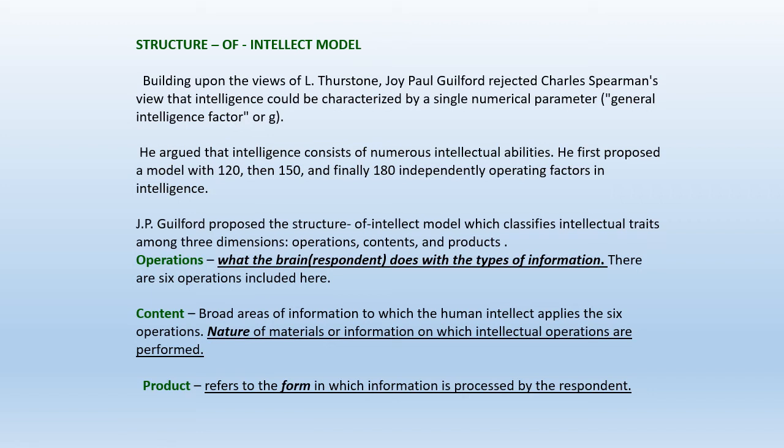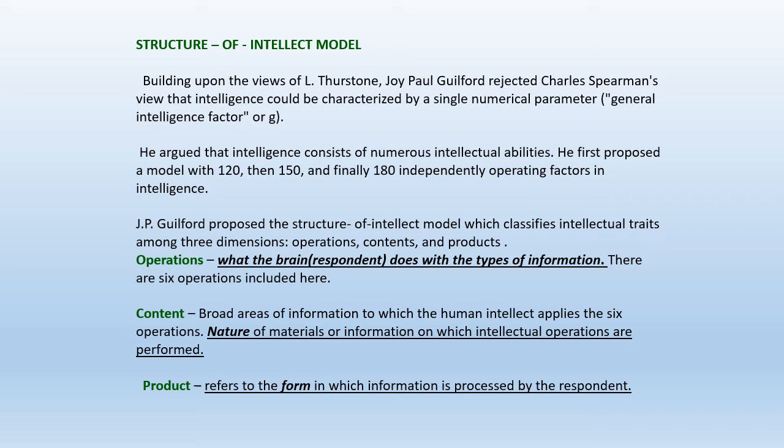So he proposed the structure of intellect model. Under operations, operation means what the brain or the respondent does with the types of information. Under operation, he has given us 6 operations. Then there is content. Contents are the broad areas of information to which the human intellect applies the 6 operations, that is, the nature of materials or information on which intellectual operations are performed. And last is product, which refers to the form in which information is processed by the respondent.